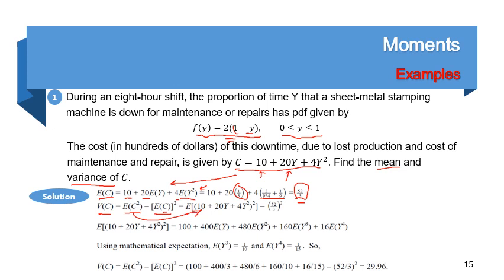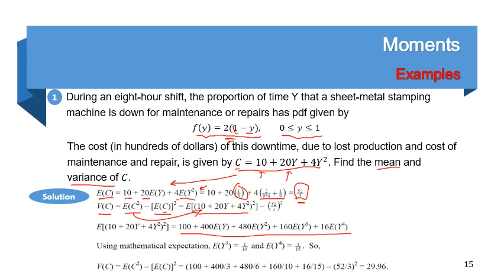So your C squared was 10 plus 20y plus 4y squared. We need to square this bracket, then distribute the expectation inside. If you square a bracket, you need to multiply the whole bracket by itself. So put this bracket and the same bracket beside it, and multiply each term by all the other terms. So we get all these terms like here, and we put the expectation on each part.